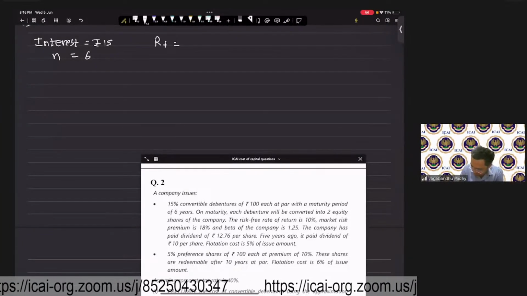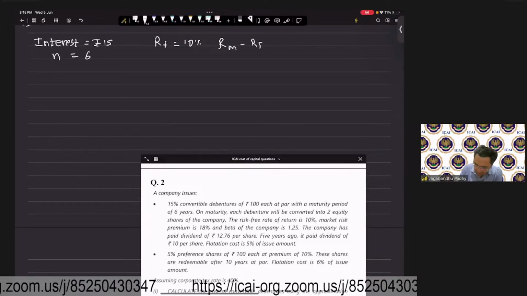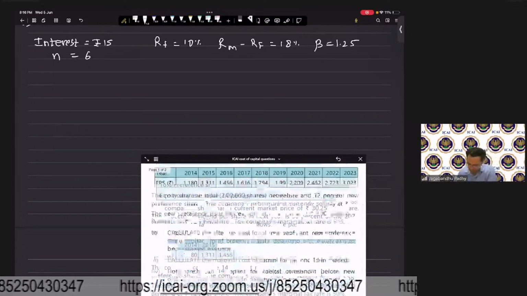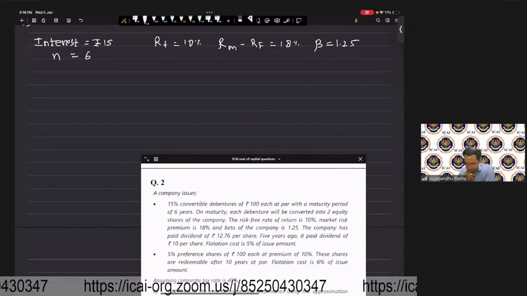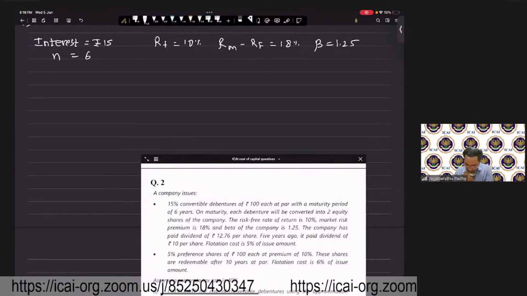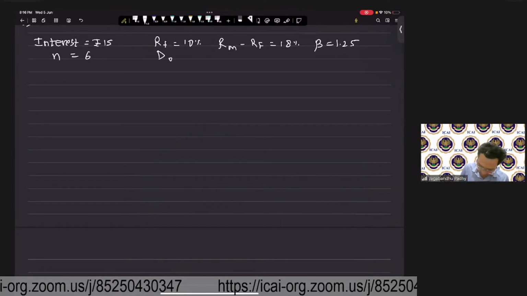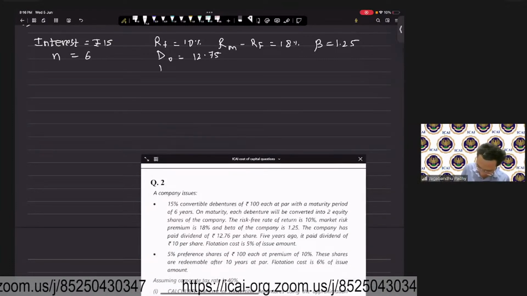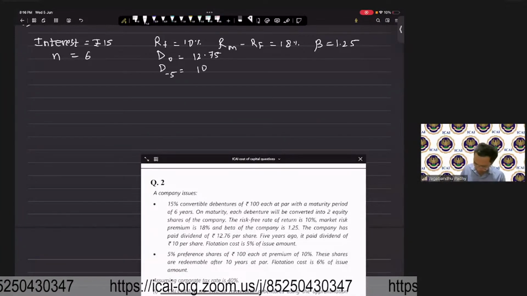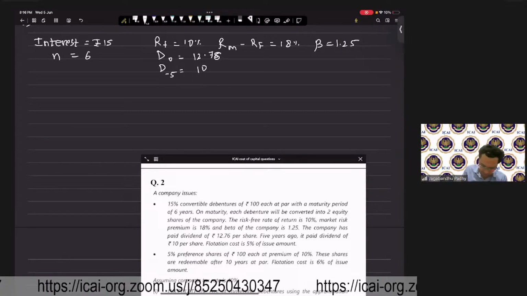We have the risk-free rate as 10%. And market risk premium, which is RM minus RF, is 18%. Beta of the company is 1.25. The company has paid a dividend of 12.76 per share. 5 years ago, it paid a dividend of 10 per share. We have the dividend currently as 12.76 and the dividend 5 years earlier was 10. And the flotation cost is 5% of the issue amount.